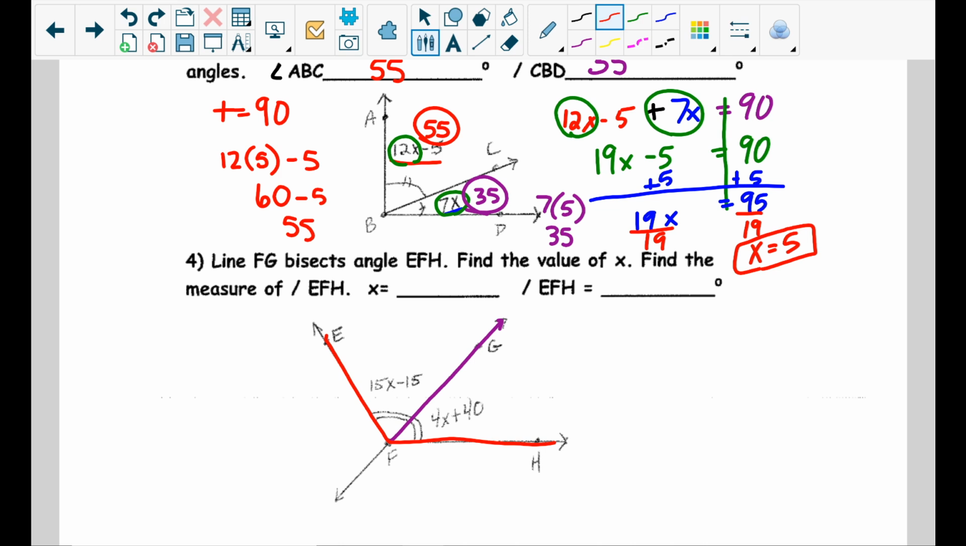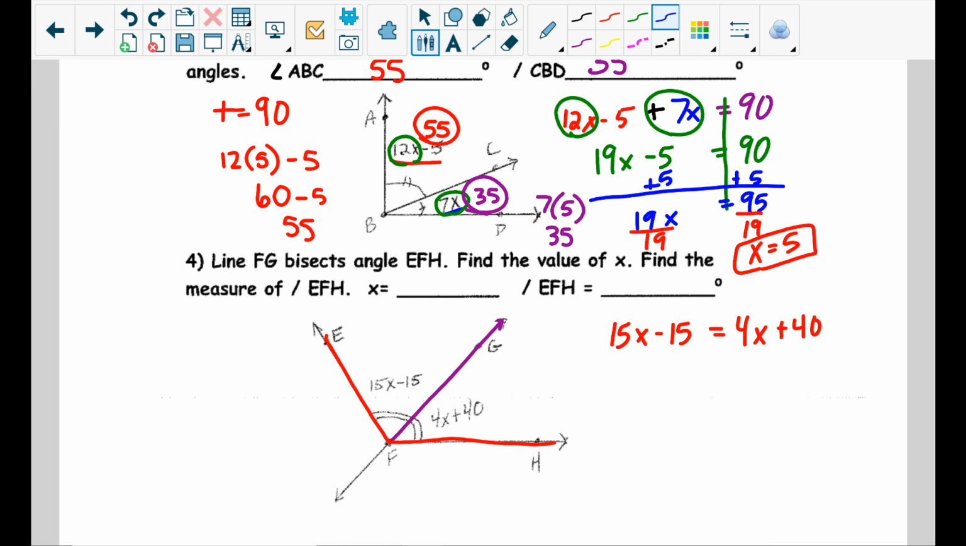So again, if it's bisected, they're equal, and that's my equation. 15x minus 15 equals 4x plus 40. Now my x's are on different sides, right? So complementary, supplementary, linear pair: x's are on the same side, I'm adding them together. Okay? Bisects, they're equal to each other, so they're on opposite sides. Everybody go with that? Okay, so how do I get my x's on the same side then?